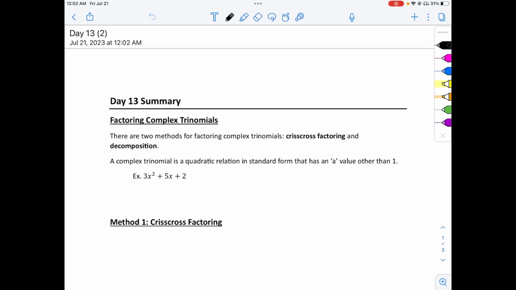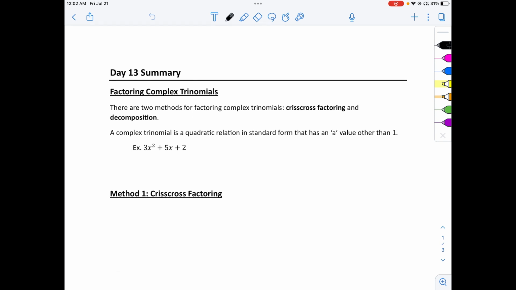Now that we have mastered how to factor simple trinomials using the product and sum method from last unit, we are going to take a look at how to factor complex trinomials. So a complex trinomial is a quadratic relation in standard form that has an a value that is some number other than 1. Okay, so the example here we have is 3x squared plus 5x plus 2.